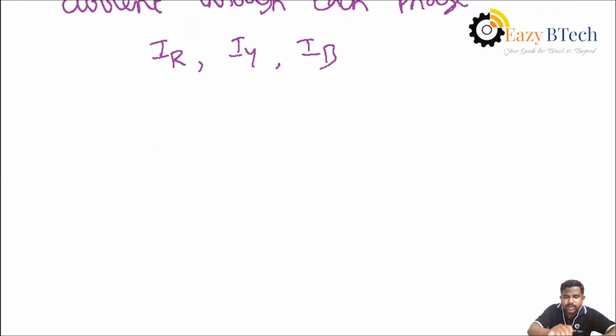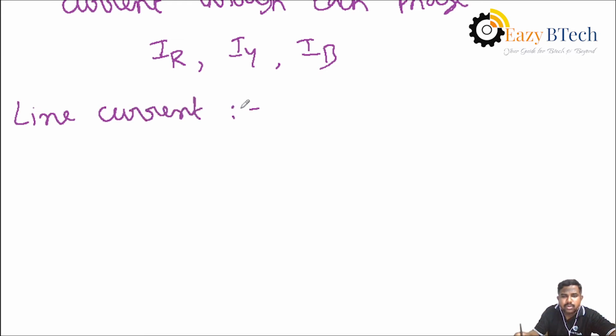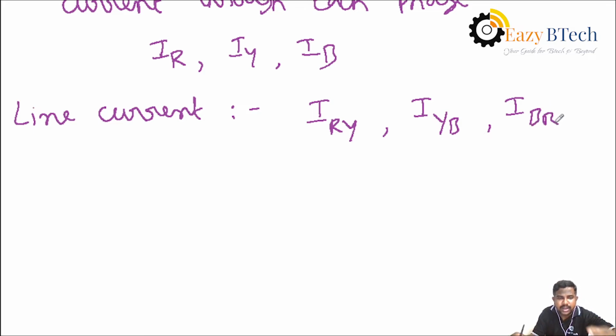Similarly, what is meant by line current? What do you mean by line here? Line is considered between two phases. That's why the current which is passing between RY is called line current, or between YB is called line current, or between BR is called line current. The current which is passing through two phases is called line current.